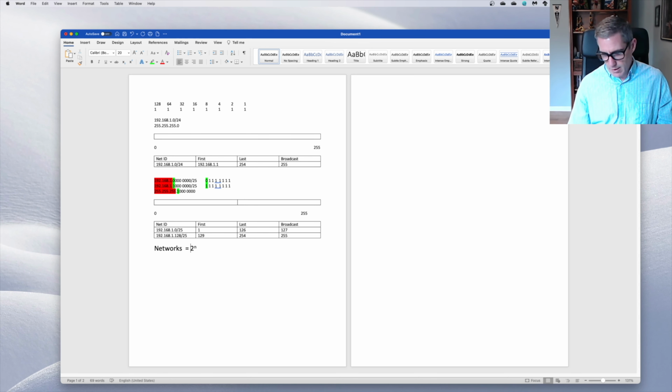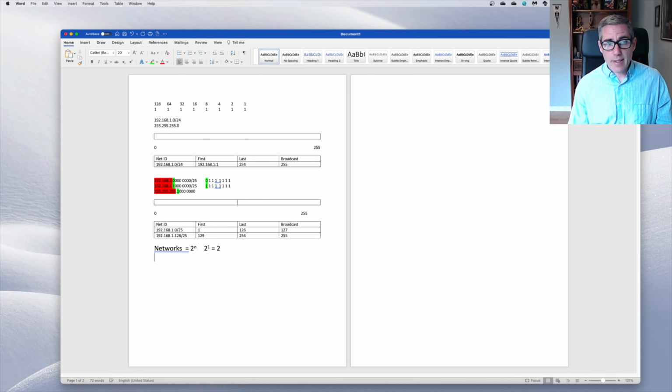Equals 2 to the n. So what we have here is 2, and the number of network bits is 1, because that's all we took here. We only have 1 of these green spots. So 2 to the first power is 2.